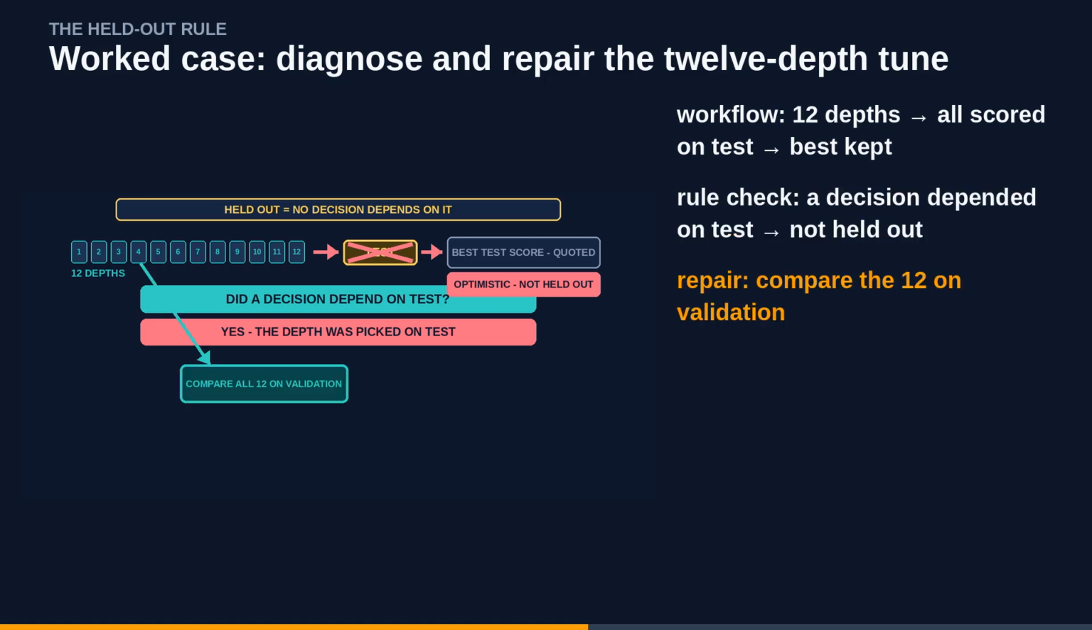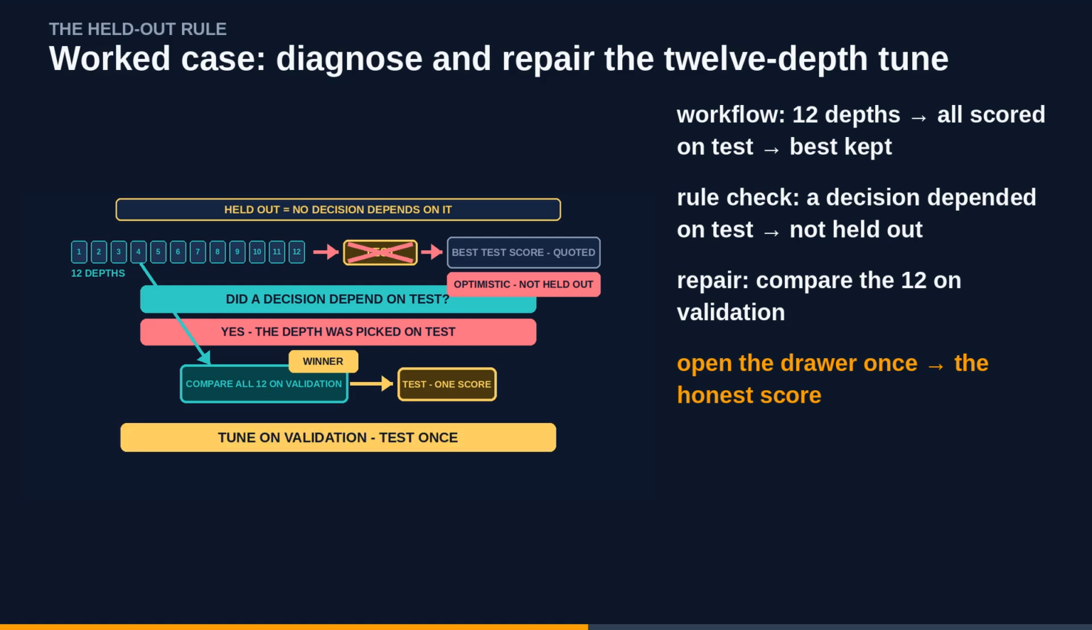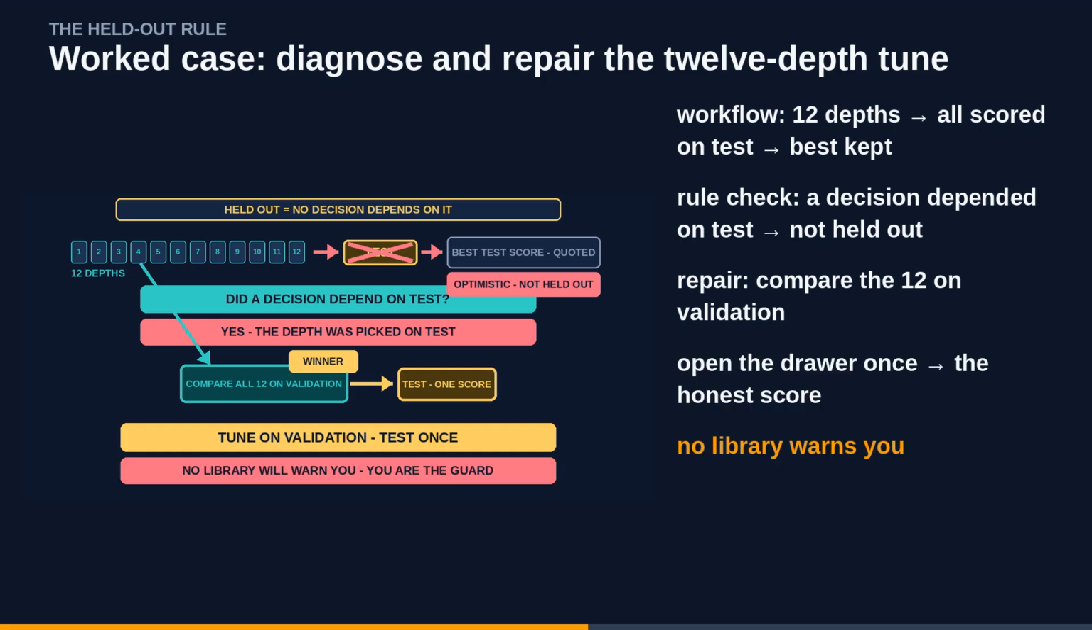The repair moves the comparison, not the code. Score all 12 depths on the validation pile and pick the winner there. Only then open the drawer, score that one chosen depth on the untouched test pile exactly once. That number is the honest generalization. Compare the 12 depths on validation, keep one winner, and score it once on the untouched test pile, quote that final number. The trap, no library will warn you.